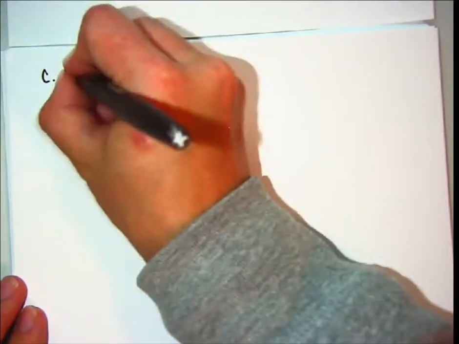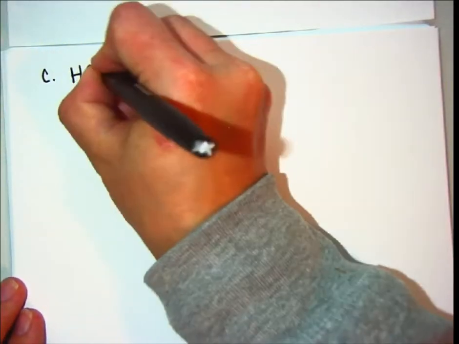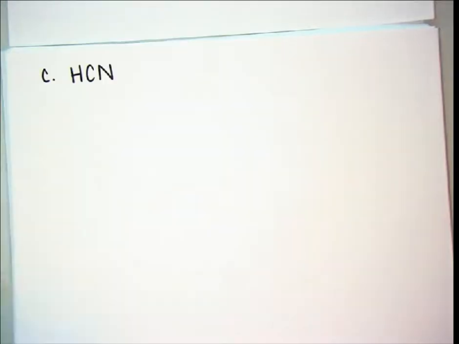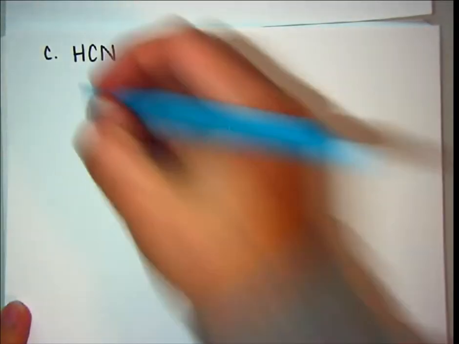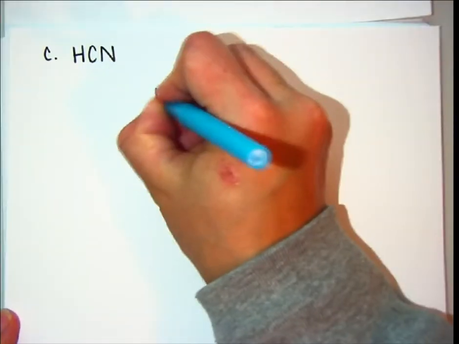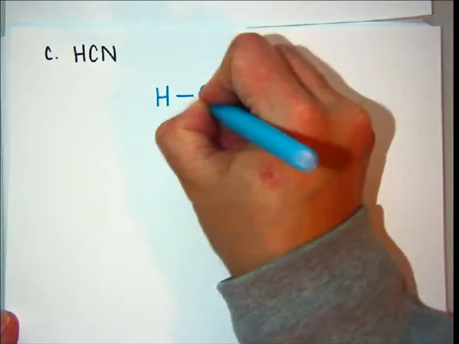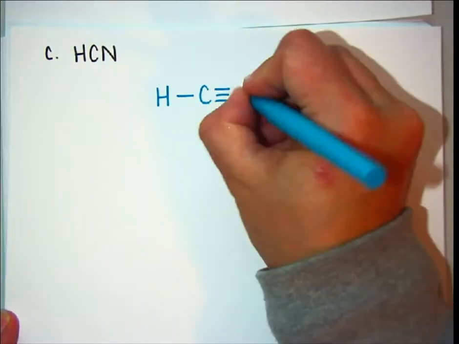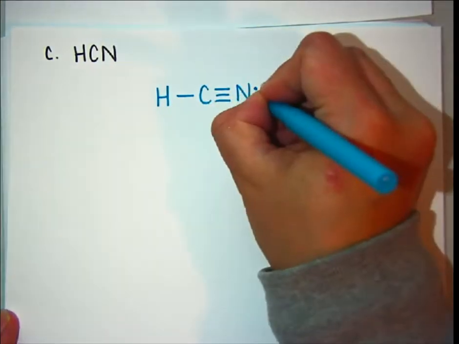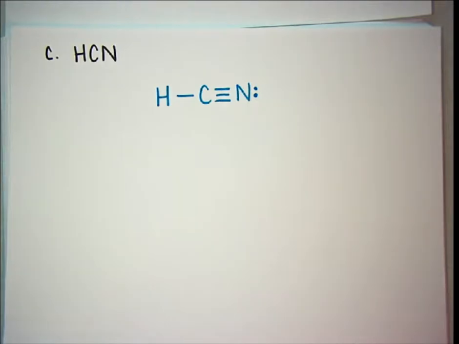Let's do HCN. Alright, so I'm going to start by drawing the Lewis structure. Again, you guys should be able to draw the Lewis structures. We spent a lot of time working on them. My Lewis structure would look like this. Triple bond between that carbon and nitrogen.